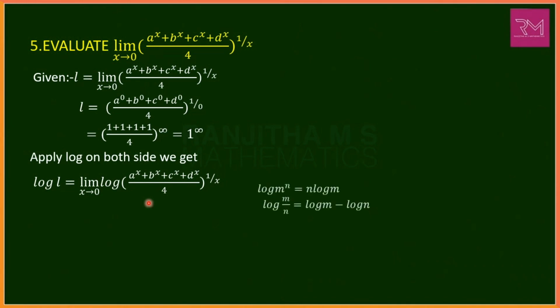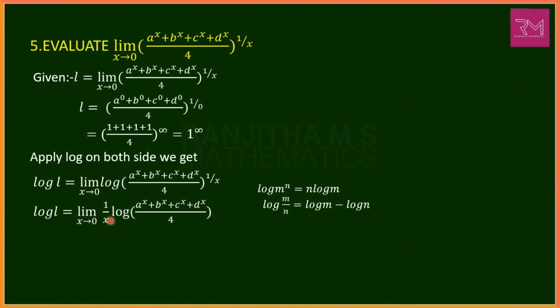This is of the form log of m power n. We can split log of m power n as n into log m. So substitute as above, we get log L is equal to limit as x tends to 0. Here log of this whole term is m and power 1 by x is our n.